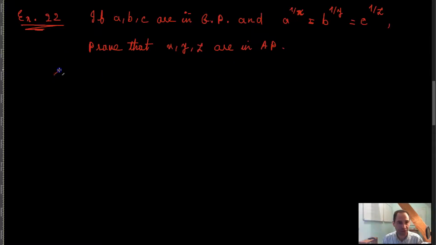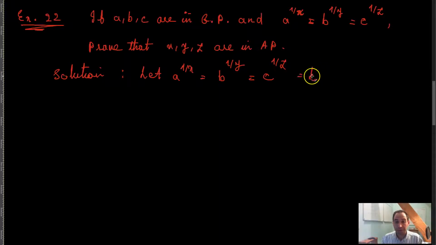So as the solution, we have, or you can say let A raised to the power 1 by x is equal to B raised to the power 1 by y is equal to C raised to the power 1 by z is equal to some k, for example. Then of course you would have A raised to the power 1 by x is equal to k. That implies that the x root of A is equal to k. And so if I raise this to the x power, I get A is equal to k raised to the power x.